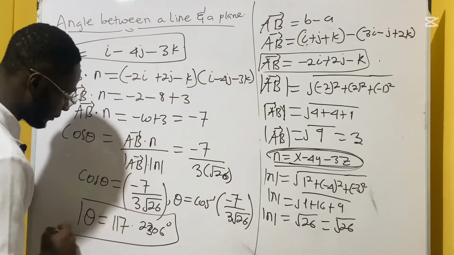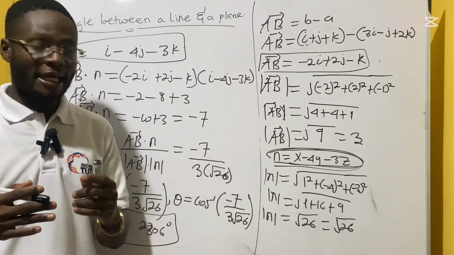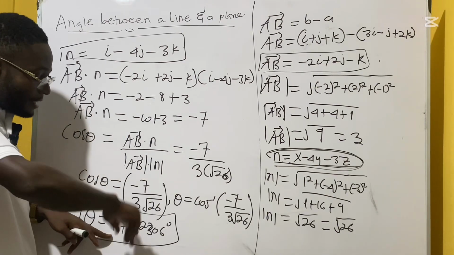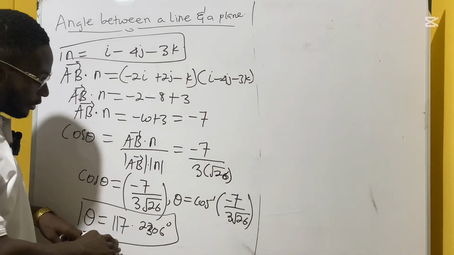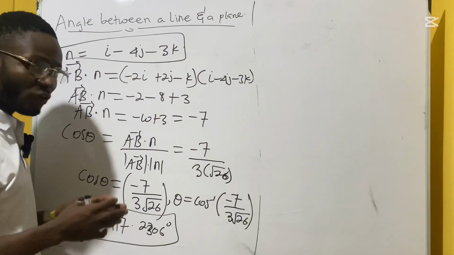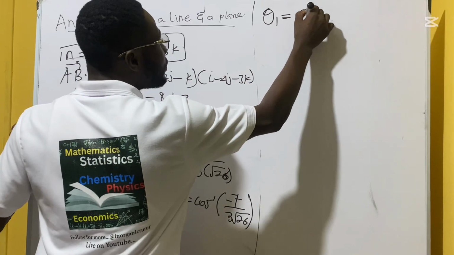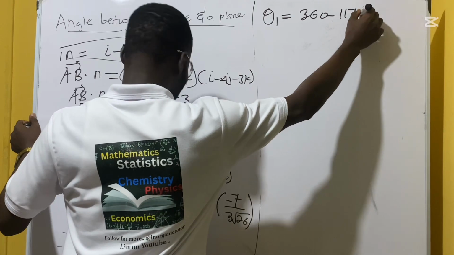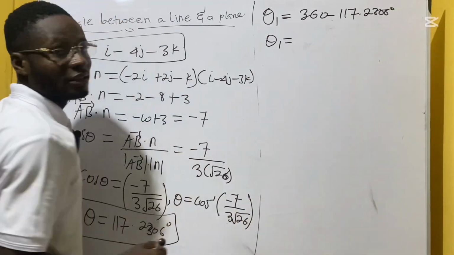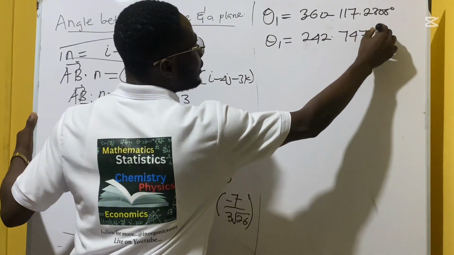Because we know that if you want to know the angle between a line and a plane, then you have to follow the conditions. One, if the angle that you obtain is greater than 90, then it means that you have to go and subtract 90 from this to have your actual angle or theta. So this theta is 117.2306 degrees. For us to know the actual angle, theta 1 will be equal to 360 minus 117.2306 degrees, which is basically 242.7974 degrees.